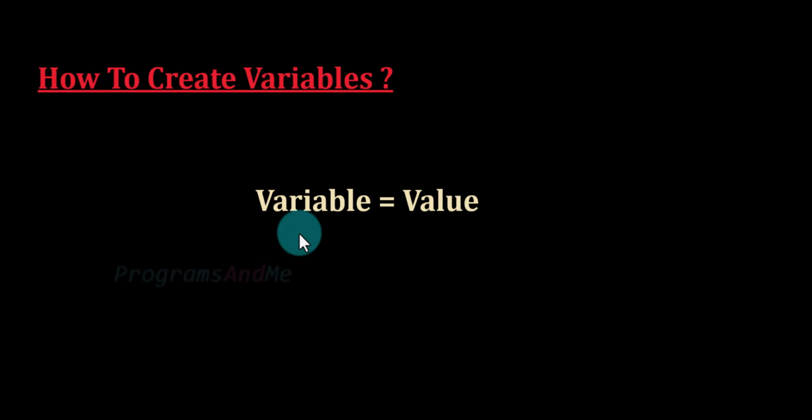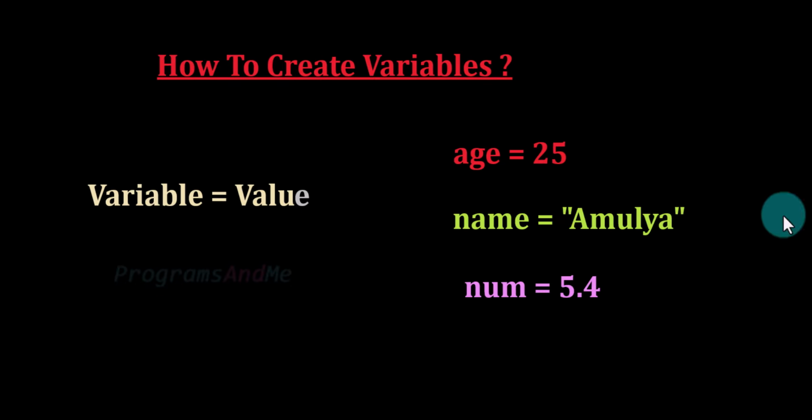Alright, so next let's see a few examples. So here age equal to 25, name equal to Amulya, num equal to 5.4. These are a few examples. Here age refers to integer value 25, name refers to string value Amulya, and num refers to float value 5.4.